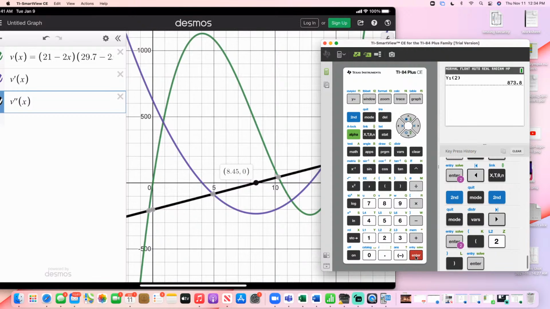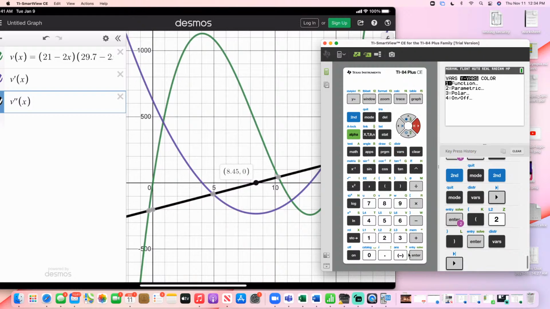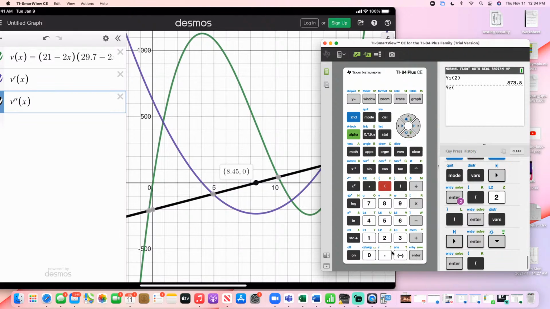873.8. Right? And if I want the second derivative at y1, I'm going to function, y3, I think, or y2, and at 2. So if I do this, it's a derivative of the function. Oh, that's the slope, 266. I can do a third derivative too, I can do that.